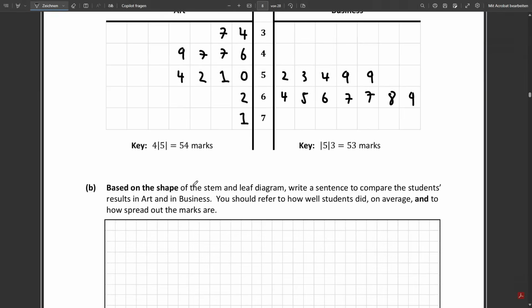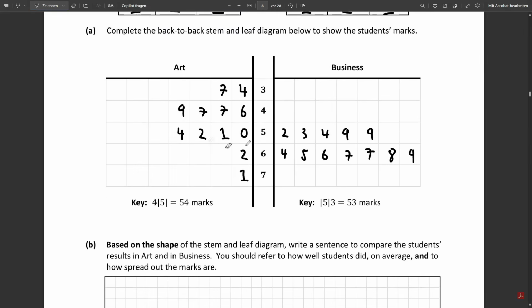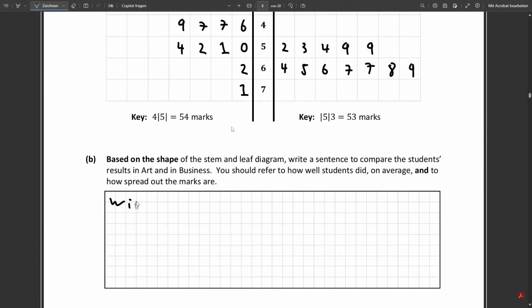So based on the shape, write a sentence to compare the results. You refer to how well they did on average and how spread out the marks are. So you can see clearly that the art ones are spread out more because this one goes from 34 up to 71. So I guess you could say wider shape.